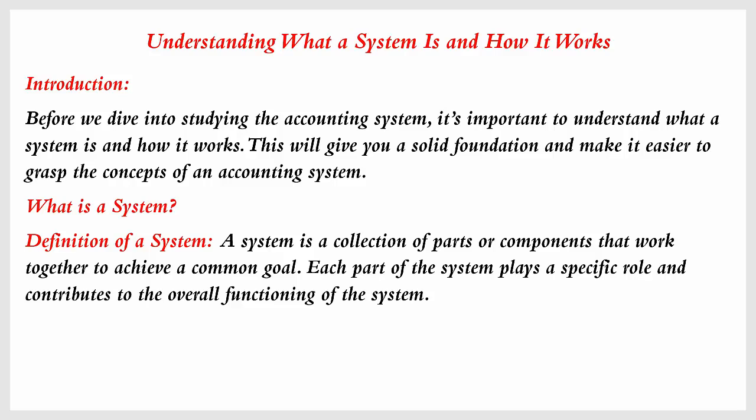What is a system? Definition of a system. A system is a collection of parts or components that work together to achieve a common goal. Each part of the system plays a specific role and contributes to the overall functioning of the system.